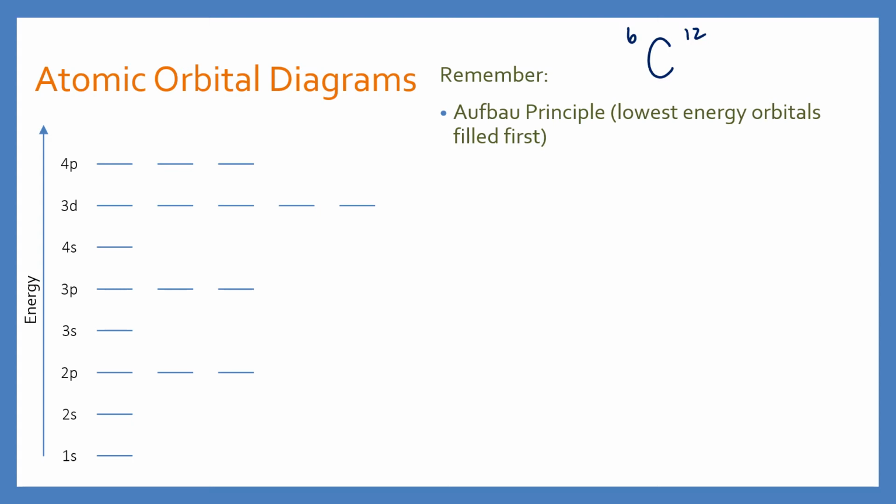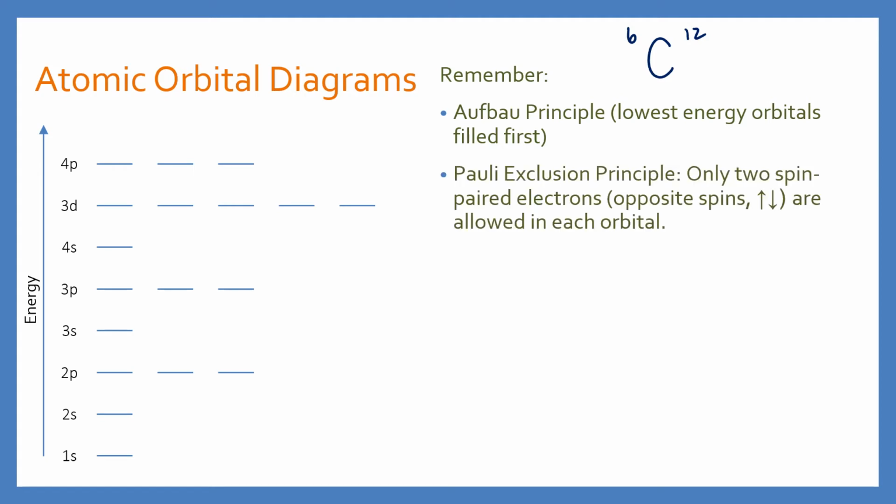And when we start filling our orbitals, we have to start at the bottom because electrons like to be lower energy. Before we start filling our orbitals, we need to go through the rest of the principles. So the next one is the Pauli exclusion principle. Only 2 spin-paired electrons with opposite spins are allowed in each orbital. And so you might recall that you tend to draw the electrons in as opposite arrows. So one up, one down.